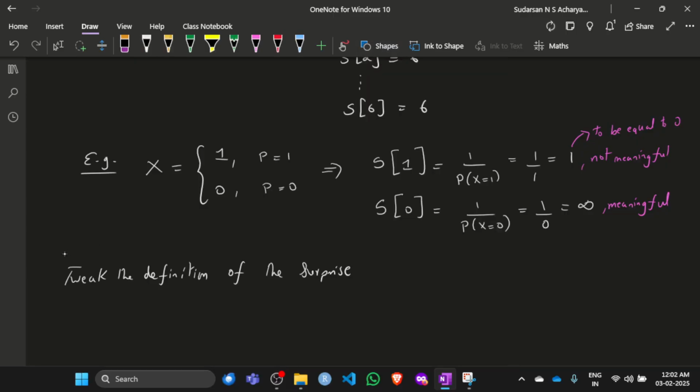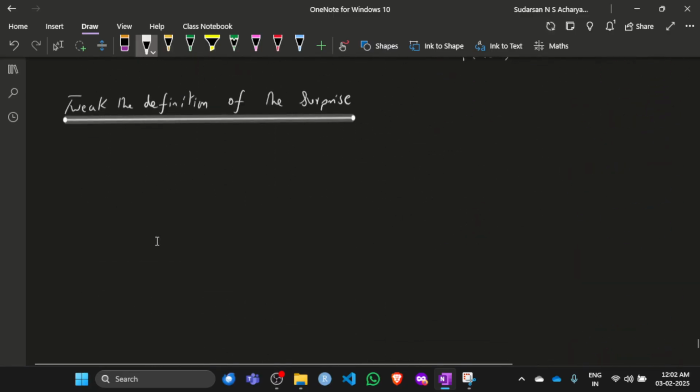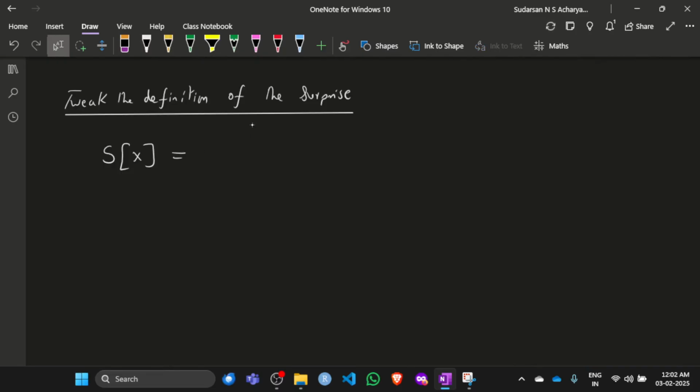We're going to define the surprise associated with a random variable. It's going to be very similar to what we had above, right? The surprise associated with a random variable is not going to be 1 over the probability that the random variable takes that value. It's going to be the log. Now usually in the field of information theory, they use log to the base of 2. But for our discussion, you can assume this is log to the base of 10. So this is the definition of the surprise.